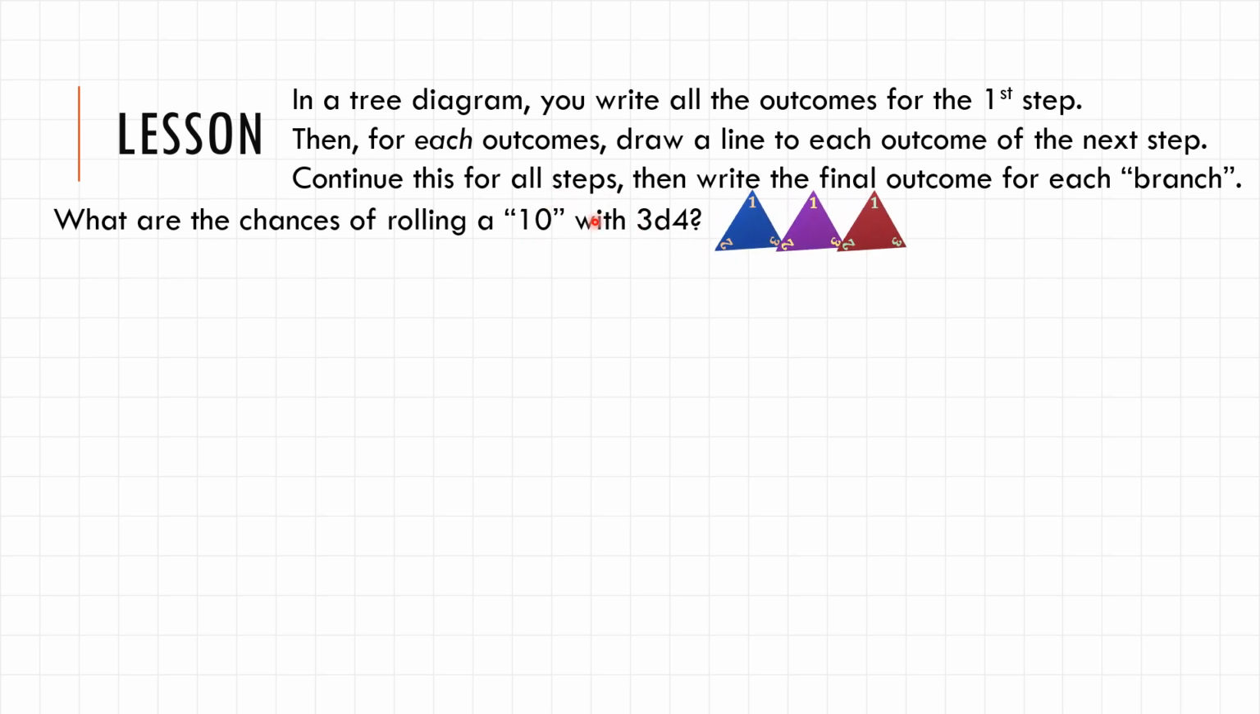Now, what does it mean to roll a 10? None of these dice can give you 10 by itself. In fact, even 2 of them would not be able to give you 10. But if we have 3 of them together and we rolled all 3 and added up the numbers that we see at the top, maybe we could get a 10.